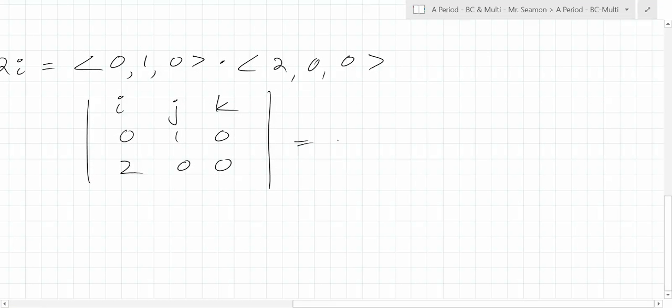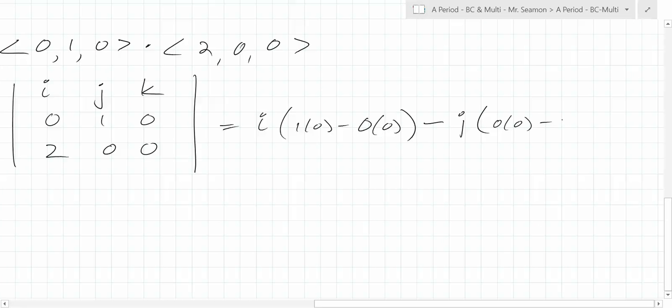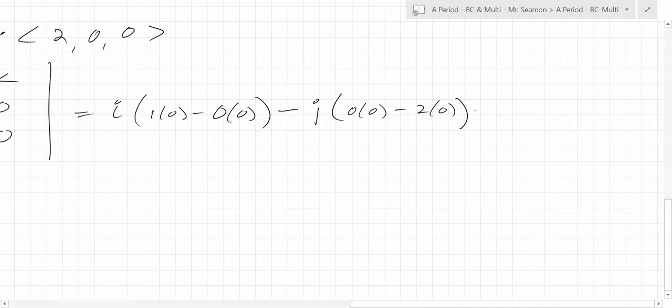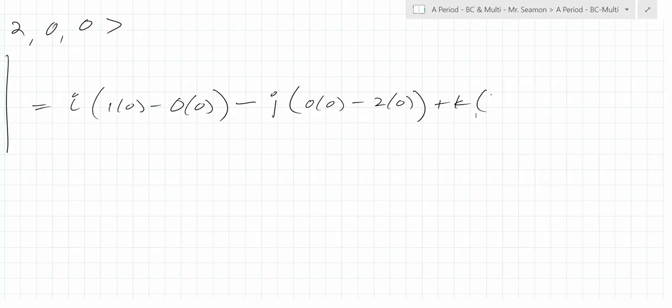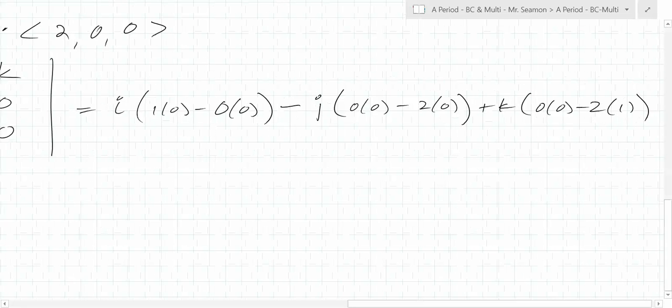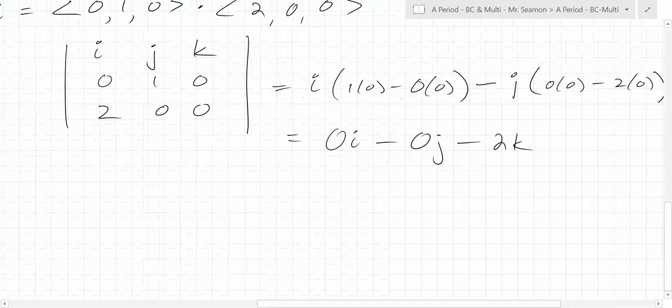If you were to do this cross product, you get I times, what is it? 1 times 0 minus 0 times 0, right? You with me so far? Minus J times what? 0 times 0 minus 2 times 0. Is it good that we're getting a lot of zeros? Yes. Plus K times what? 0 times 0 minus 2 times 1. So when we do this out, what do you end up with? 0I minus 0J minus 2K, right?